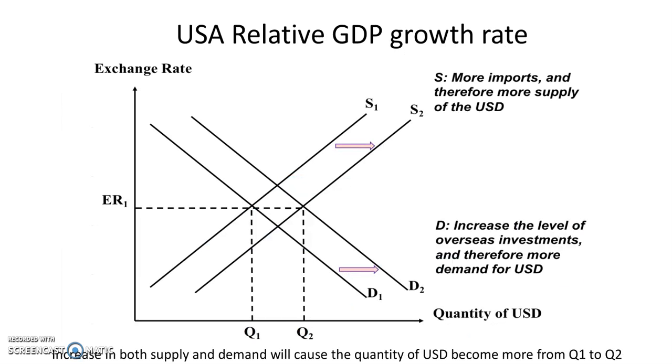The two effects of relative economic growth rate are, firstly, it increases the demand for import while increasing the supply of the USD and shifts the supply curve to the right. Secondly, it increases the level of overseas borrowing, such as to finance increased investment, while increasing the demand for the USD and shifting the demand curve to the right. According to the chart, an increase in both supply and demand will cause the quantity of USD to become more from Q1 to Q2, but the exchange rate may stay at the same level.